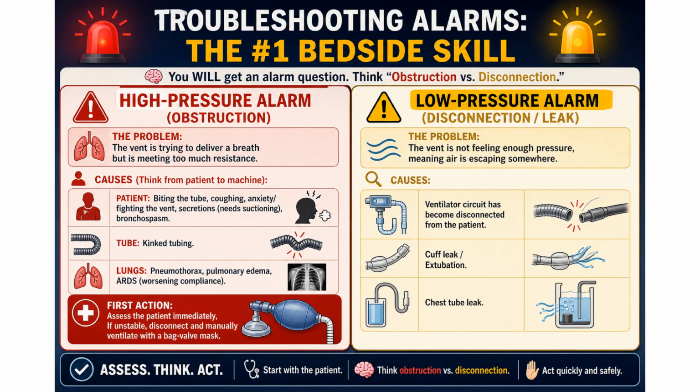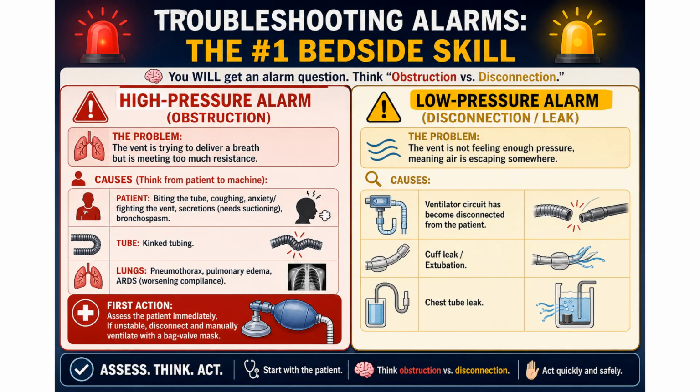The easiest way to think about this is obstruction versus disconnection. A high-pressure alarm means there is an obstruction. The vent is trying to push air in, but something is blocking it. Think through the causes from the patient outward. Are they biting the tube, coughing, or full of secretions? Is the tubing kinked? Or is there a serious problem in the lungs, like a pneumothorax?